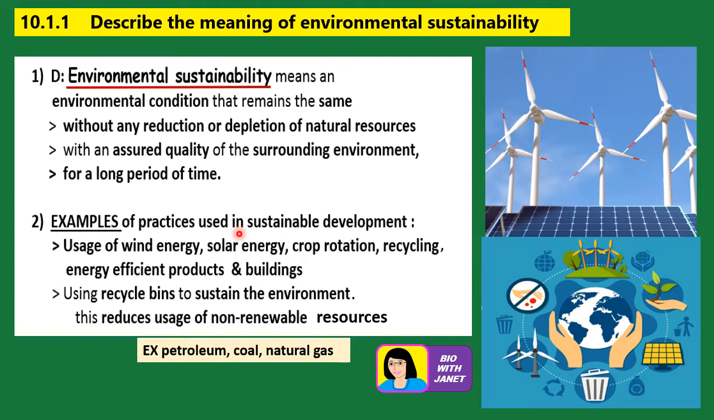Now, examples of practices used in sustainable development are usage of wind energy and solar energy, which we call renewable energy. Crop rotation is to ensure the fertility of the soil is maintained. Recycling, like recycling waste products like paper, used bottles and glasses, glass bottles, right? Recycling them. Using energy efficient products like the LED bulb, and the energy efficient buildings, sometimes we can call them the green buildings if they fulfill the criteria. And then using recycled bins to sustain the environment.